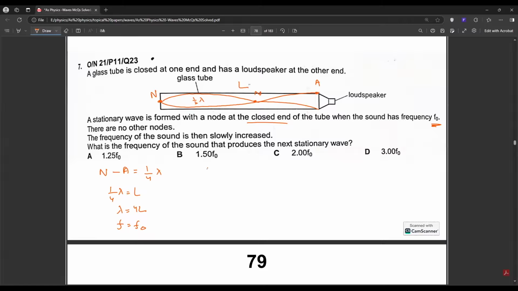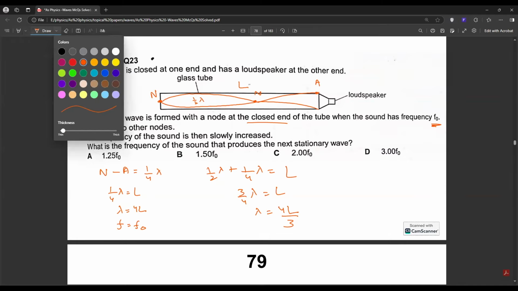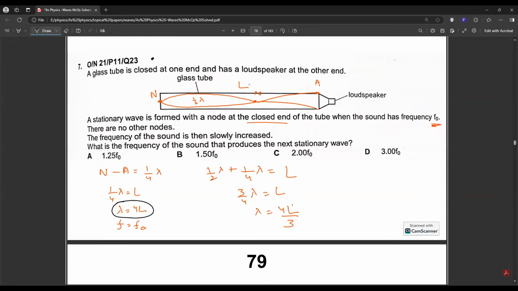So what will be your total lambdas here? 1 upon 2 lambda plus 1 upon 4 lambda is equal to L. Can we add this up? 0.5 plus 0.25. This comes out to be 3 over 4 lambda is equal to L. Lambda is equal to what? 4L over 3. Can you observe that your lambda has decreased, or divided by 3? What will happen to your frequency? Frequency is inversely proportional to wavelength, or lambda. Your frequency will become 3 times the initial frequency. D is your answer. The answer to 78 should be D, and D it is.